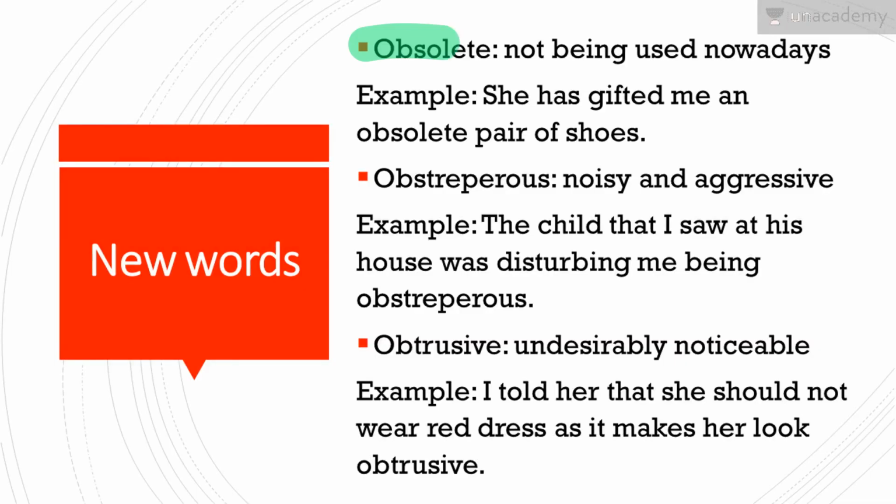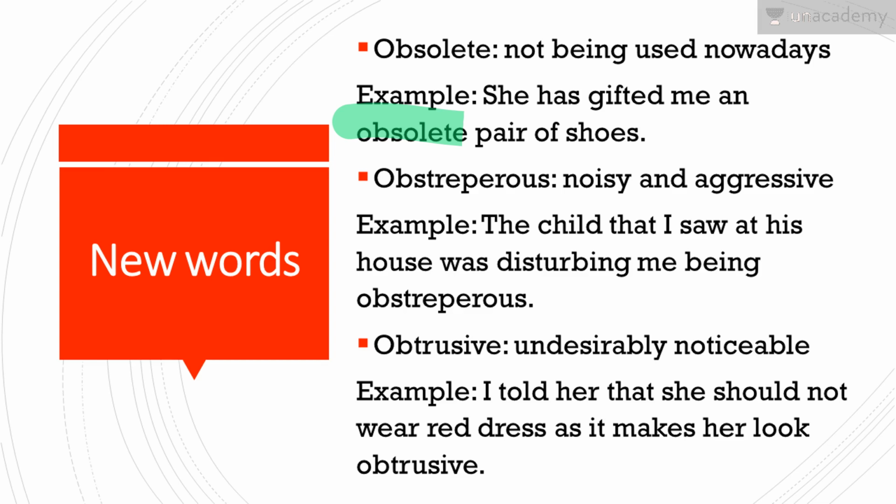Next is obsolete, which means not being used nowadays, or something in commonly we say for things that they are out of fashion now. It means they are not being used nowadays. Example, she has gifted me an obsolete pair of shoes. So it means she has gifted me an outdated pair of shoes, or a pair of shoes which is not being used nowadays.